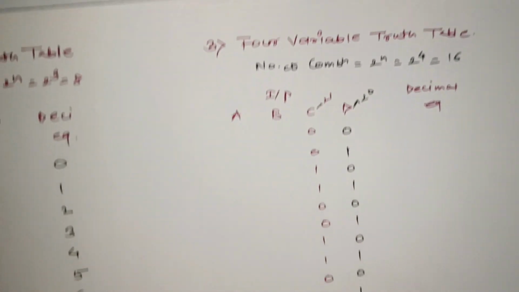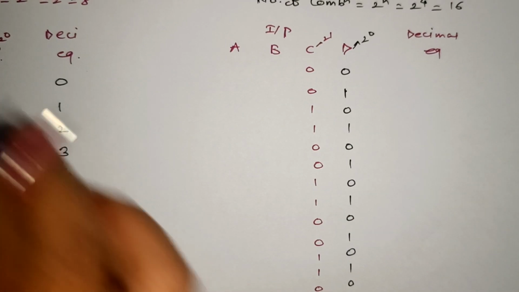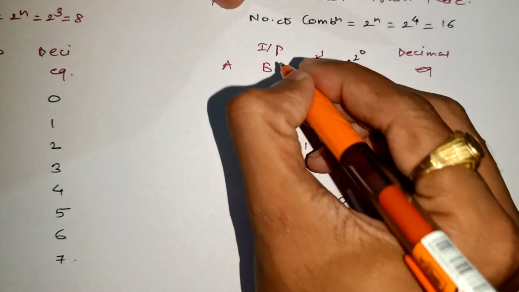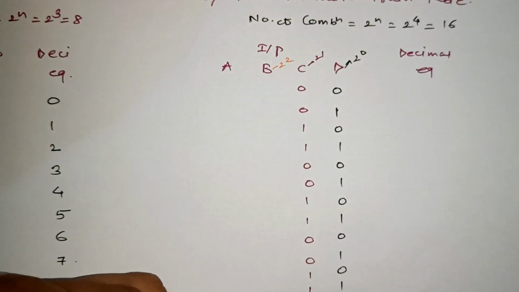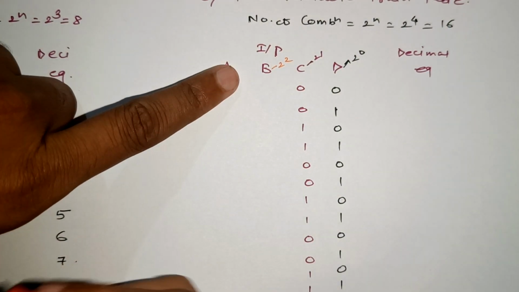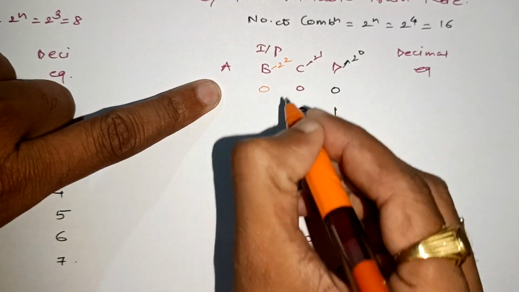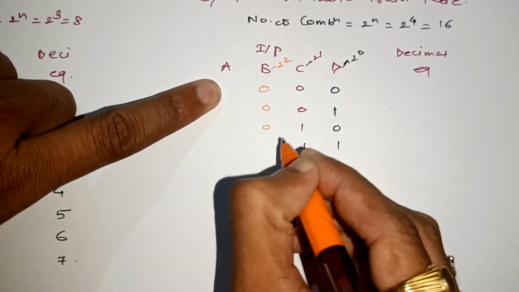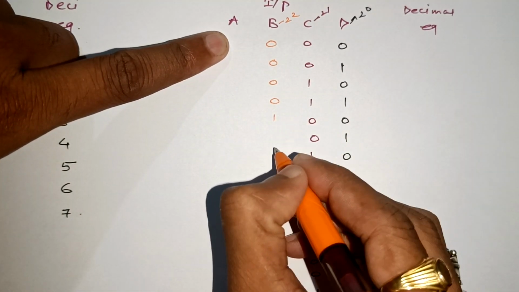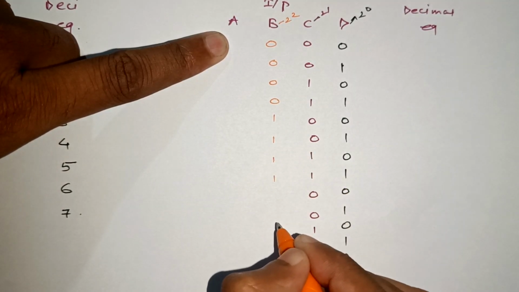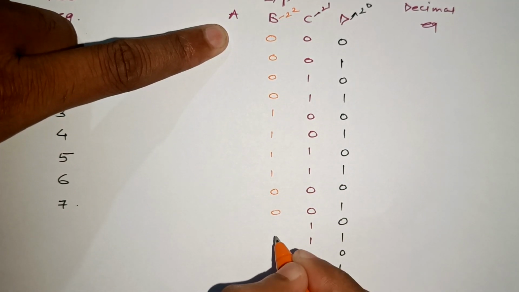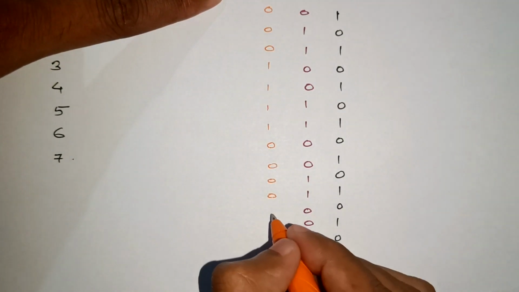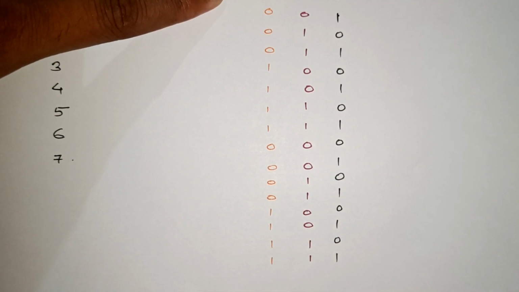Next we have b, multiplied with 2 square equal to 4. So first 4 bits are 0, next are 1, again 0, and last are 1.